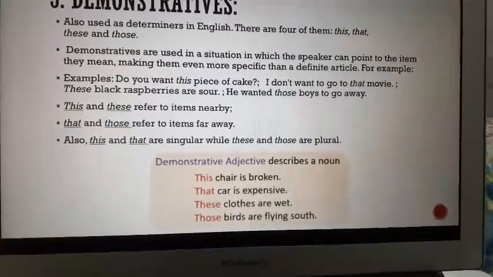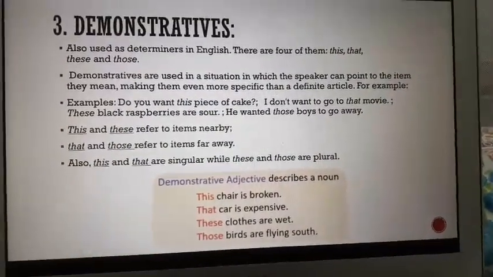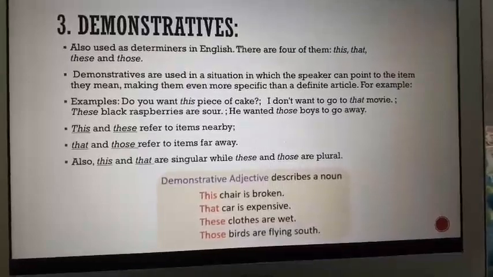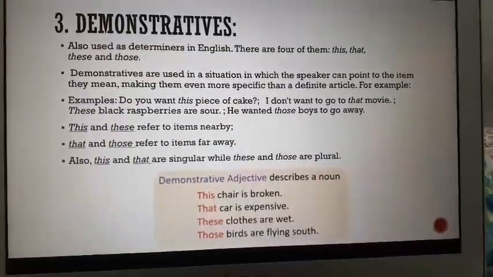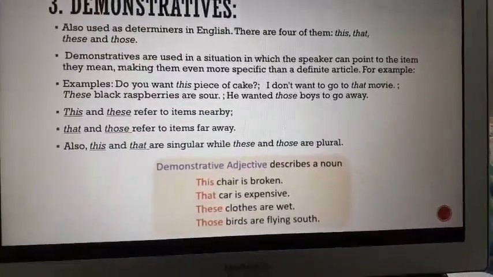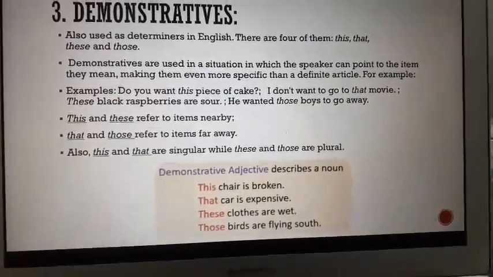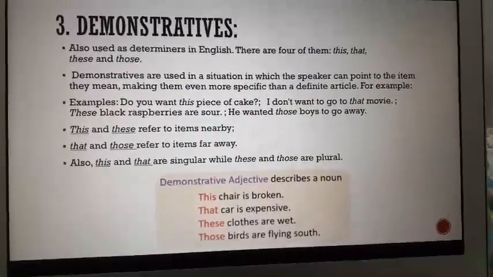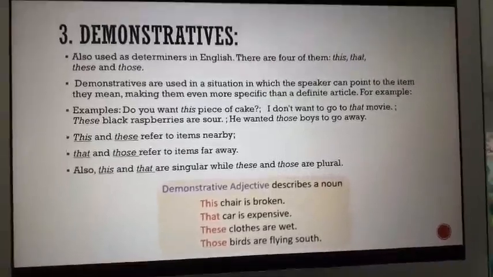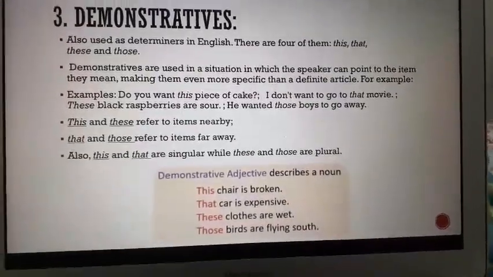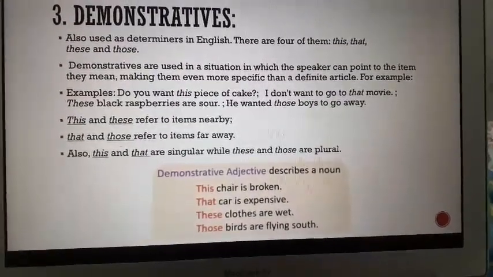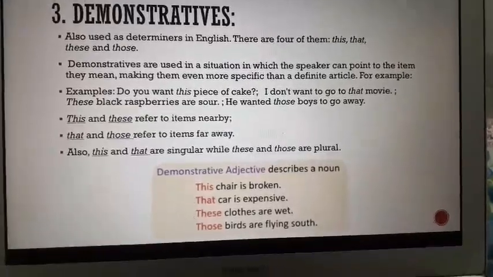Okay, also you should understand that this and that are singular, while these and those are plural. What do you mean by this? These words, this and that, are used when you're talking about something which is singular in nature, which is single, right? Why do you use these and those? When you're talking about things which are more in number.